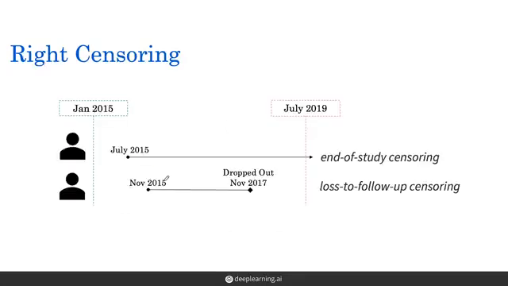And there are two types of right censoring that we've looked at. The first, in which we had a patient who was censored because our study ended, and this is called the end of study censoring. And the second type, where we had a patient drop out before the end of the study, and this is called loss to follow-up censoring.